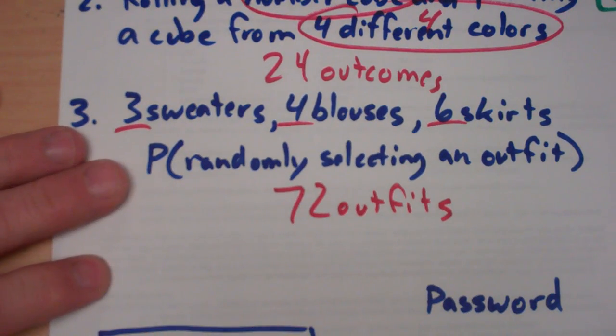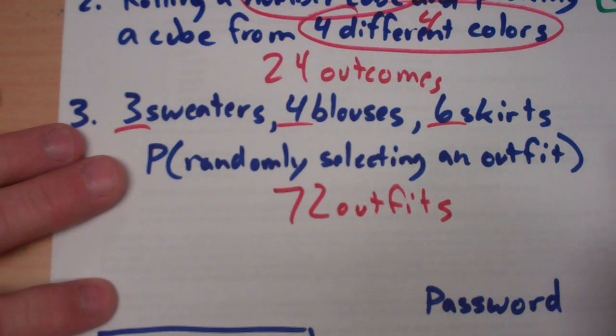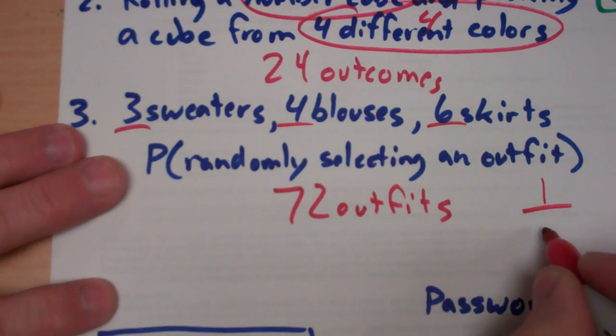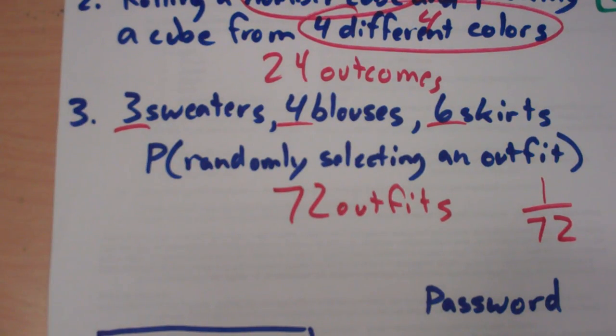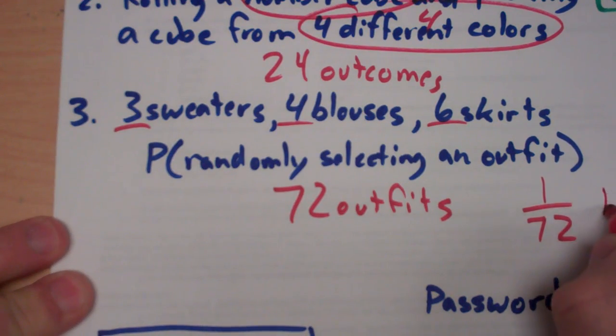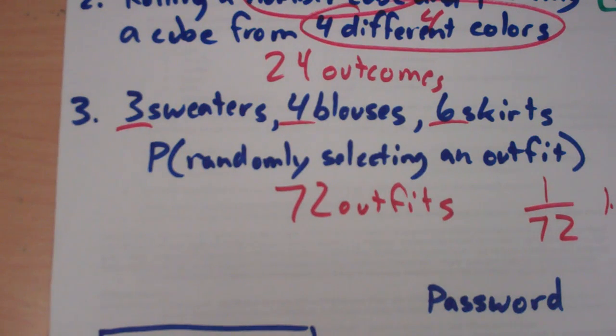And so what is the probability that you randomly select an outfit? 1 out of 72. You have a 1/72nd chance, which is about somewhere around 1.4%. And that would be highly unlikely that you randomly select that one.